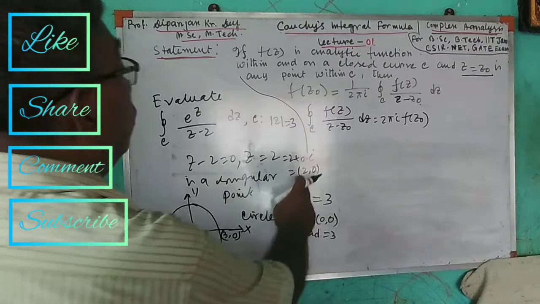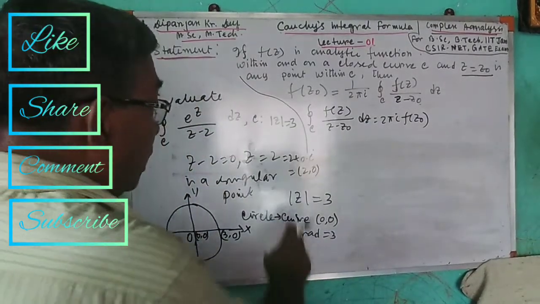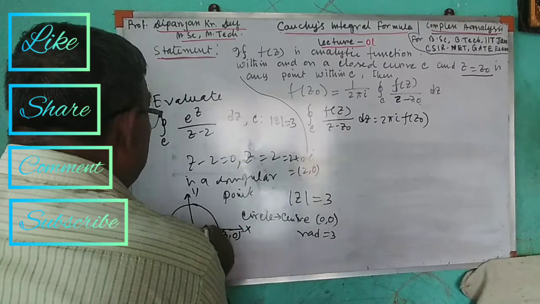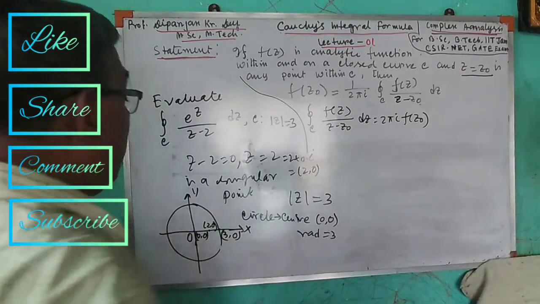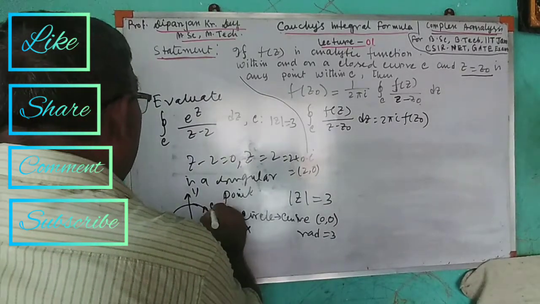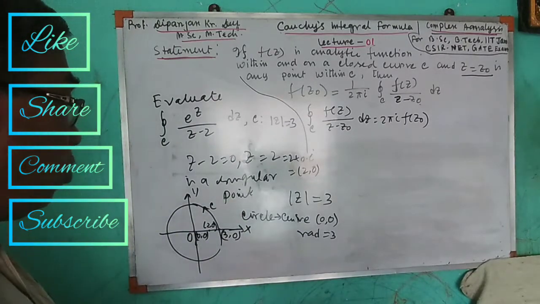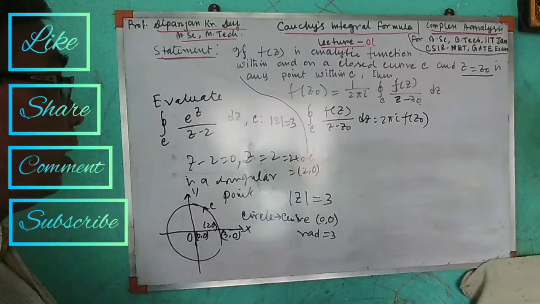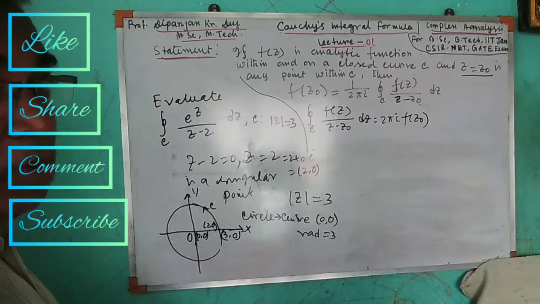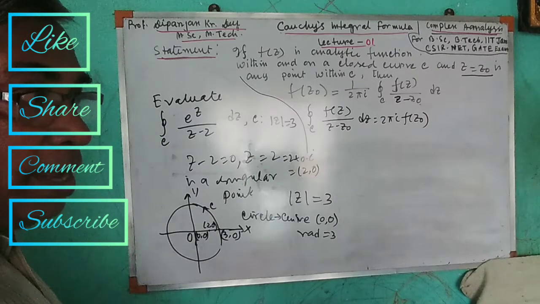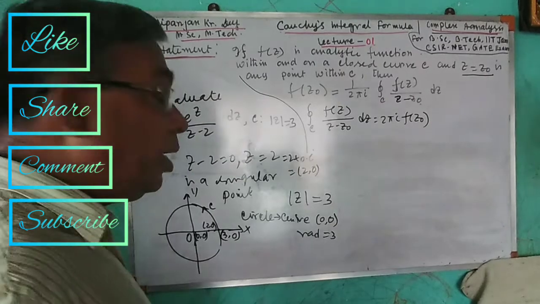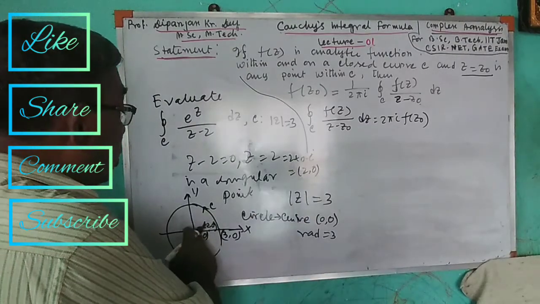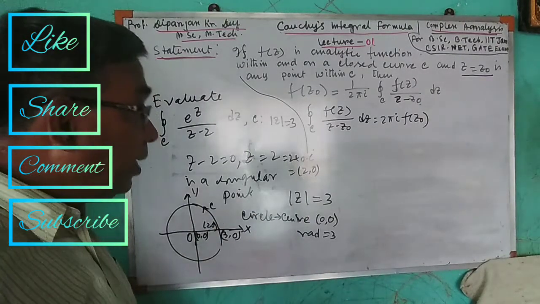Yes, the singular point is (2, 0), and (2, 0) lies inside the circle. This is the closed curve C. So the singular point lies inside the circle, so we can apply Cauchy's integral formula, because the singular point lies inside the circle. (2, 0) on the x-axis lies inside the circle.